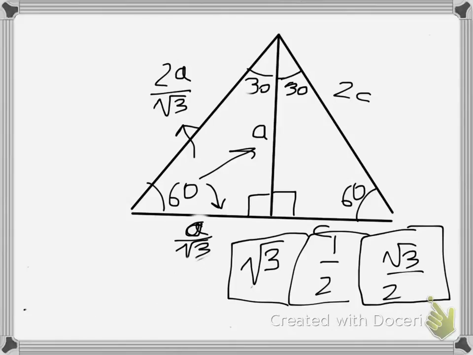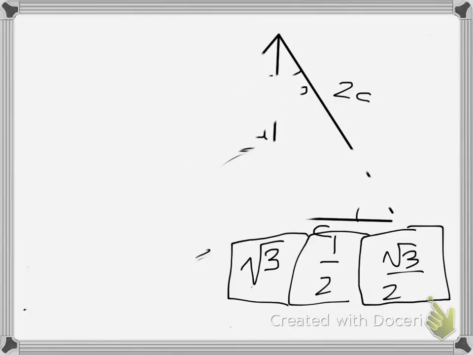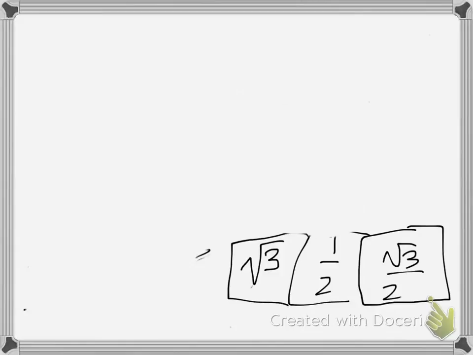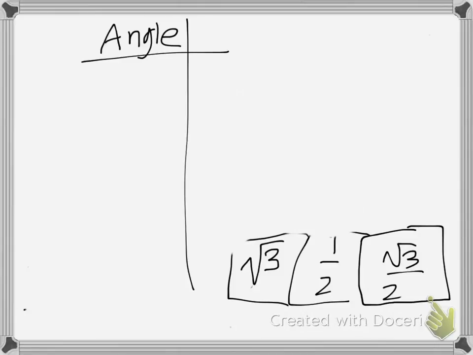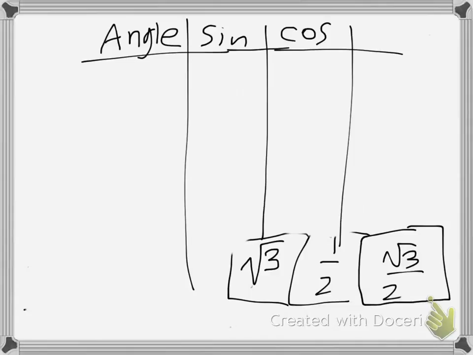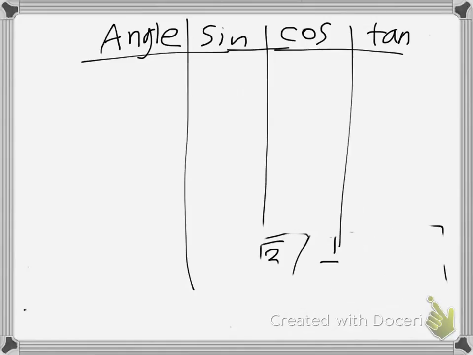And now, since we've found all the trig ratios using this proof, I'm going to erase this triangle since we've already found it and make a table of the trig ratios we've learned so far. So I'm going to make one column for the measure of the angle, and one column for sine, one column for cosine, and one column for tangent. So let me erase this.